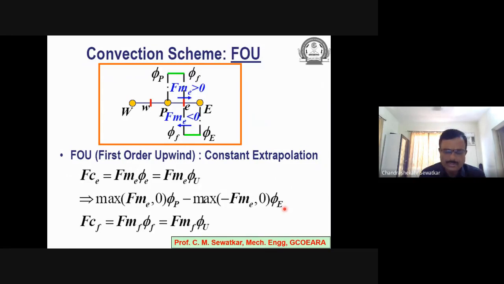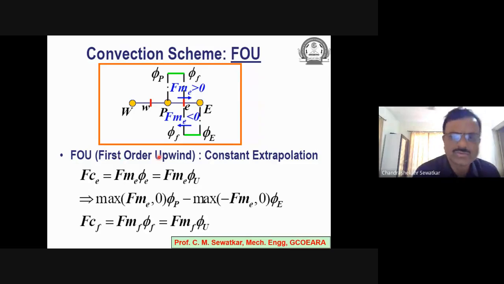Now, how to implement these convection schemes in the code? That is an important part, because a priori I do not know the direction of the flow. If I don't know the direction of the flow, how do I implement? I mean, which cell center shall I consider as upstream and which cell center shall I consider as the downstream one? So that can be taken care of by using library functions like maximum of the two values.